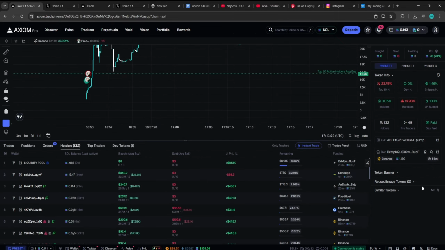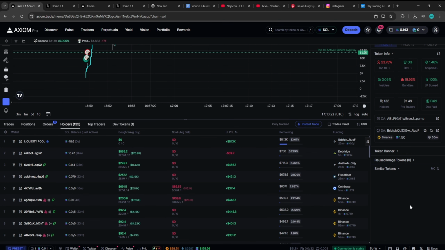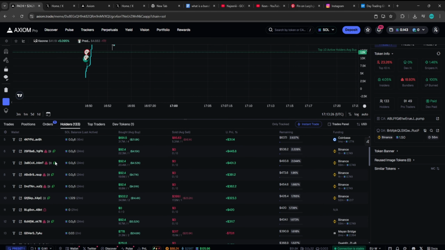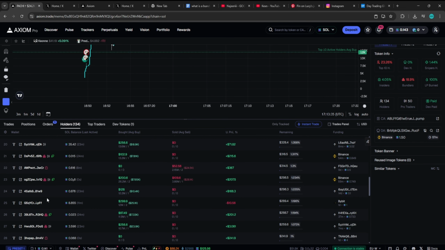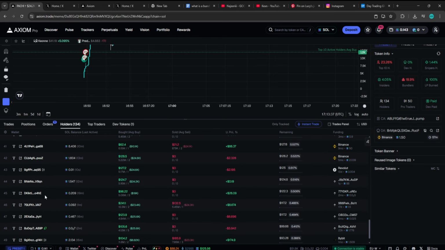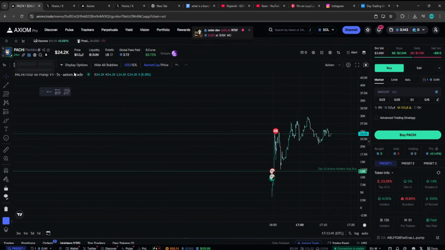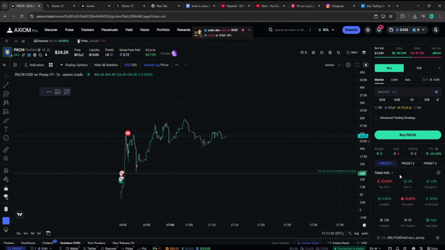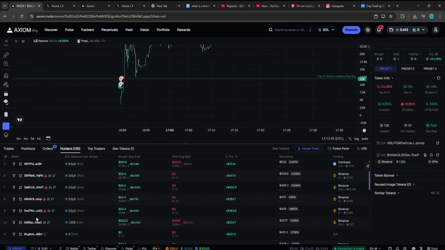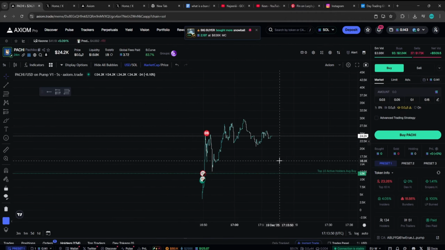Another thing that Axiom has implemented is that you can go onto the token holders, and this little symbol here, you hover over it, and it tells you if this wallet is bundled. Look, bundled. The majority of these holders are bundled, so I would not invest into this coin, regardless of whether it's a nice coin. Do not invest into this coin. So yeah, that is another way to check if a coin is bundled as well. And that is basically it.